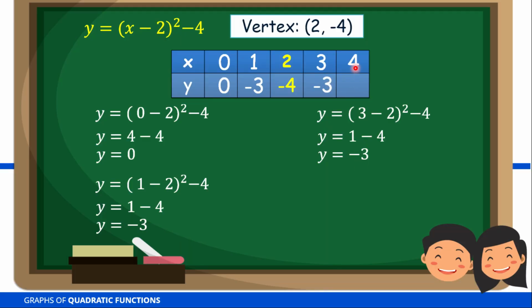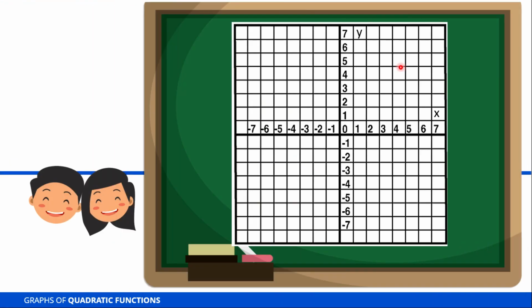And then last, we have x is equal to 4. Y is equal to quantity 4 minus 2 squared minus 4. 4 minus 2, we have 2. And then 2 squared, that is 4. Minus 4, y is equal to 0. So kapag ang x ay 4, ang y ay 0. Mayroon na ulit tayong na-generate na table of values. Gamitin natin yan sa ating graph.